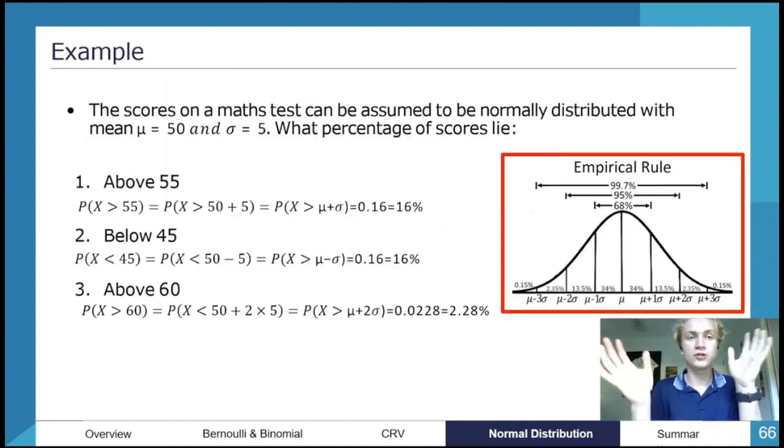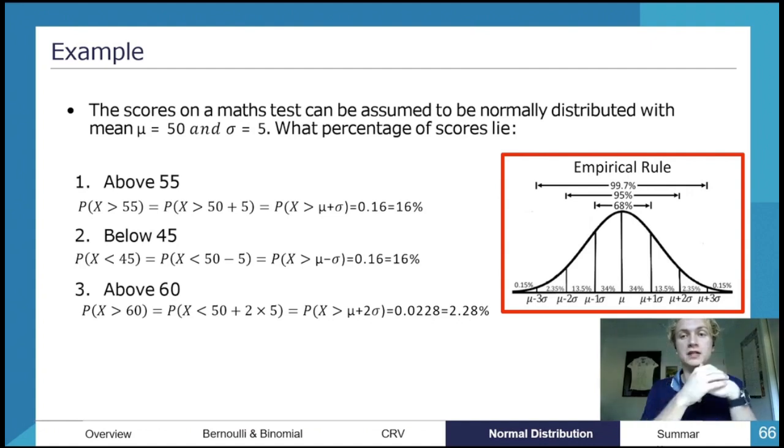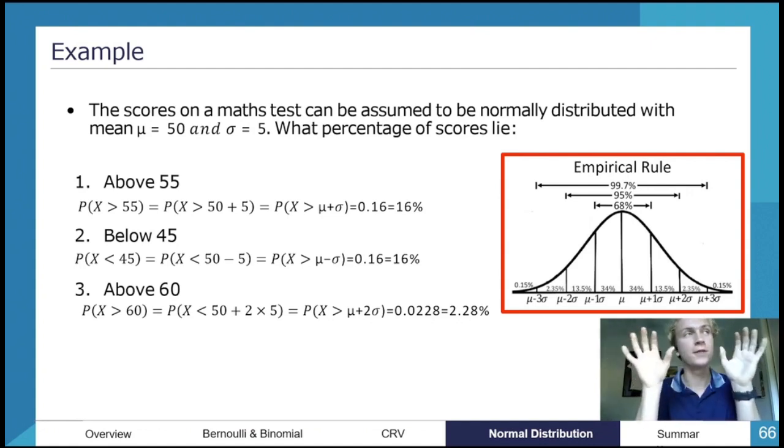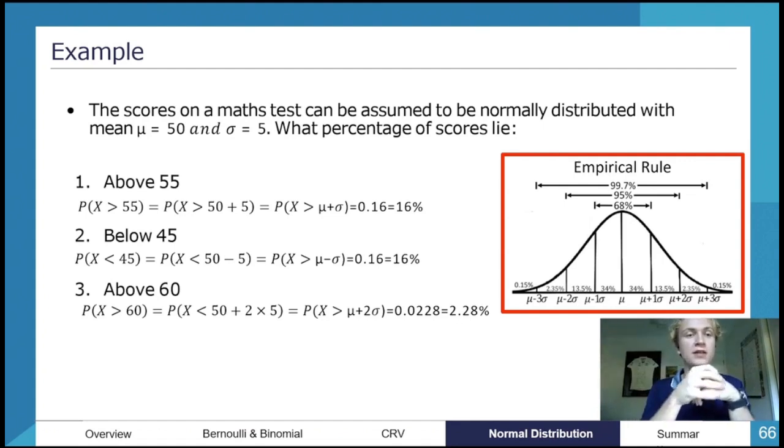Okay, so the scores on a maths test can be assumed to be normally distributed. So we're going to be talking about what? Norm PDF, norm CDF, depending on your calculator, with a mean of 50 and s equals 5. What percentage of scores lie above 55?